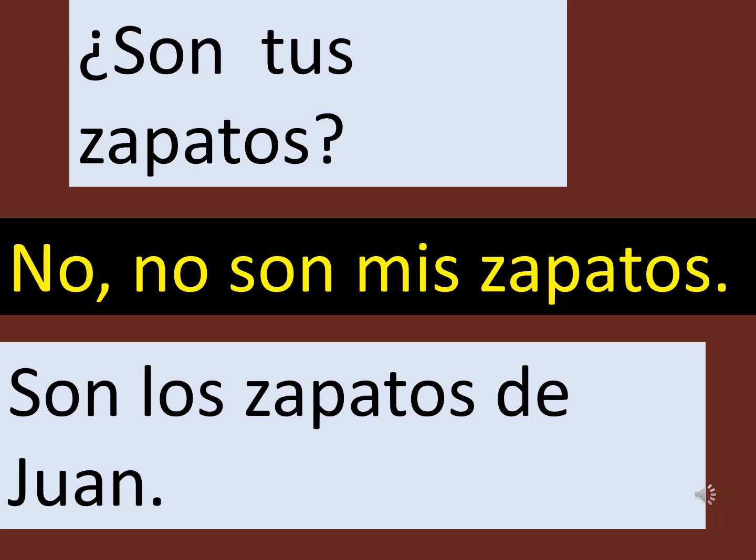Son los zapatos de Juan. So we clarify, explaining exactly to whom these zapatos belong. And in Spanish, we pointed out that there is no apostrophe S possessive. We use de, and then the person who is the owner. So, son los zapatos de Juan.